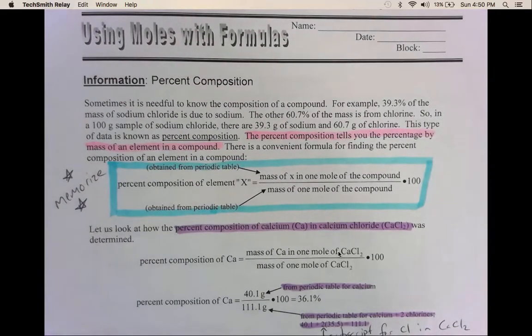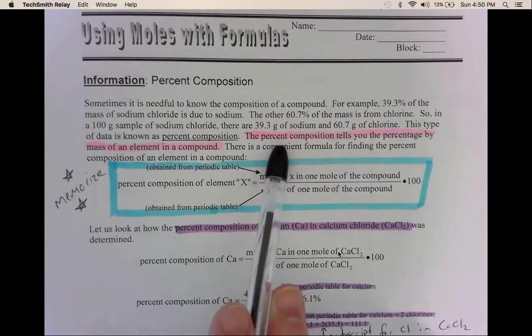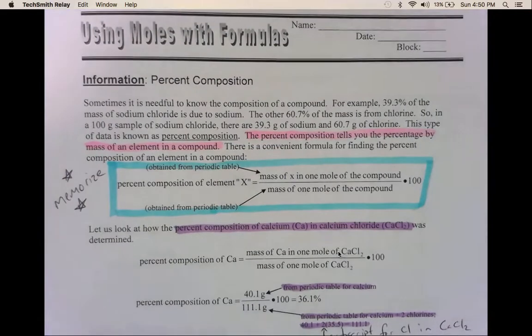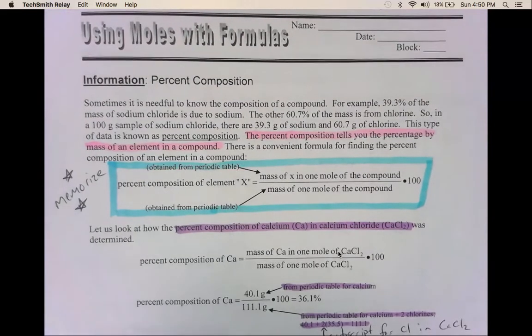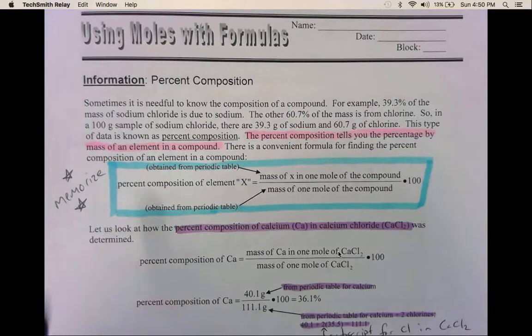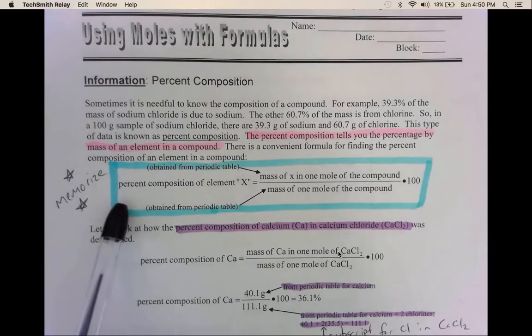So right up front we are taking a look at percent composition. Percent composition tells us the percentage of mass by an element in the compound. The example they use is sodium chloride. The percent composition would tell us how much sodium or how much chlorine we would have in a given sample. So what we would use is this formula.